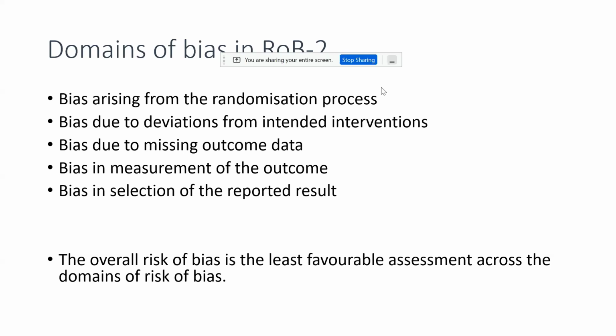If any of these is some concerns, then the overall risk of bias becomes some concerns. If multiple of these are some concerns, the overall risk of bias may become high risk. And only if all of these are low risk will the overall risk of bias be low risk. Okay, so now we will move on.